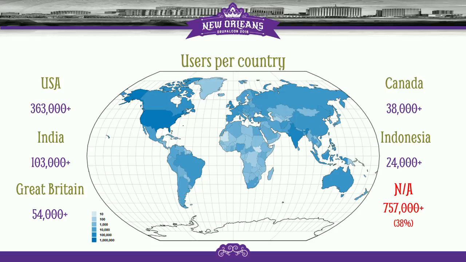Then let's look at the users. I mean, of course, users are the community. Drupal.org, as of this morning, has about 1.9 million users. And this is how they mostly split up in different countries. It's no surprise, USA has about 3.5 times that of India, which has twice the users of Great Britain. Great Britain, or United Kingdom, is about 3 times Canada and Indonesia.